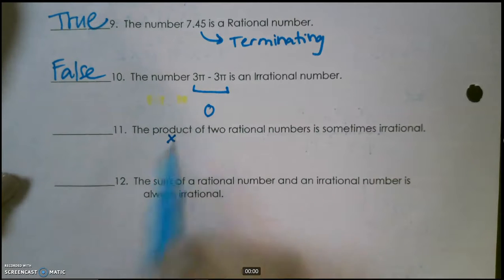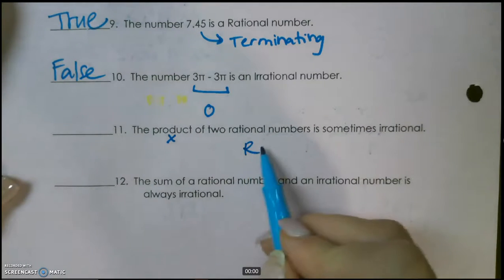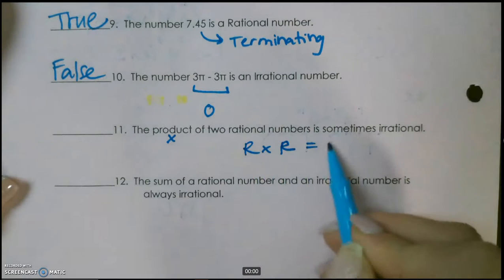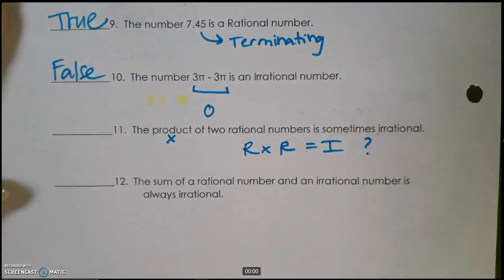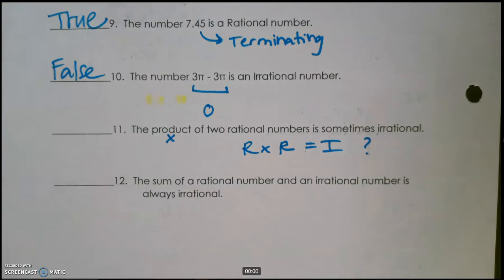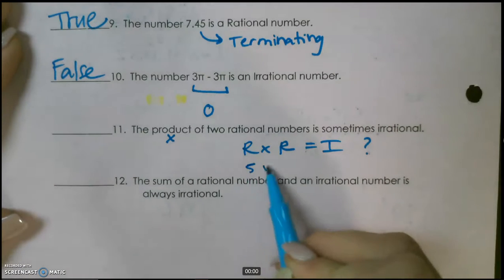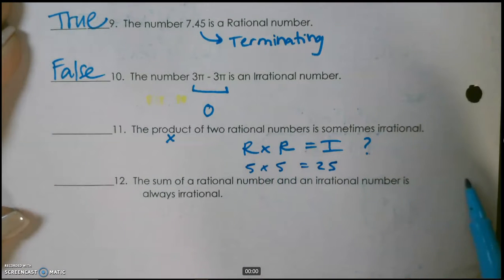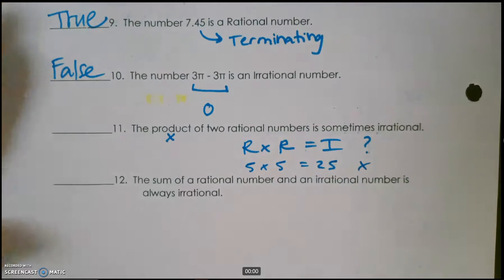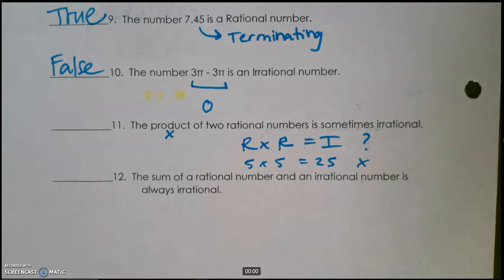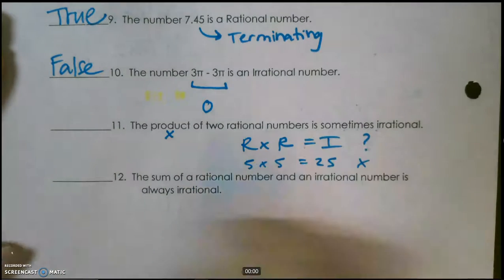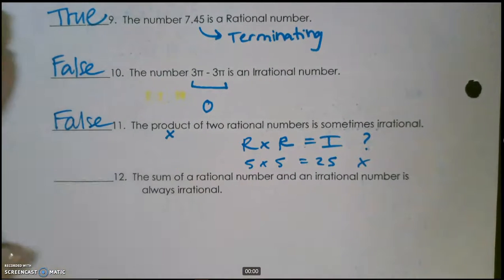The product. Product means multiplication of two rational numbers. So rational times rational is sometimes irrational. We're asking ourselves if this is true or not true. Well, let's just do some cases. I don't know, 5 times 5 is 25. Well, that's rational, so that doesn't work. I honestly can't think of a case, guys, where you take two terminating numbers, okay, or repeating decimals, and when you multiply them, it becomes irrational. So this one, the product is sometimes irrational. That's false. I can't think of a single case that would make this statement true.